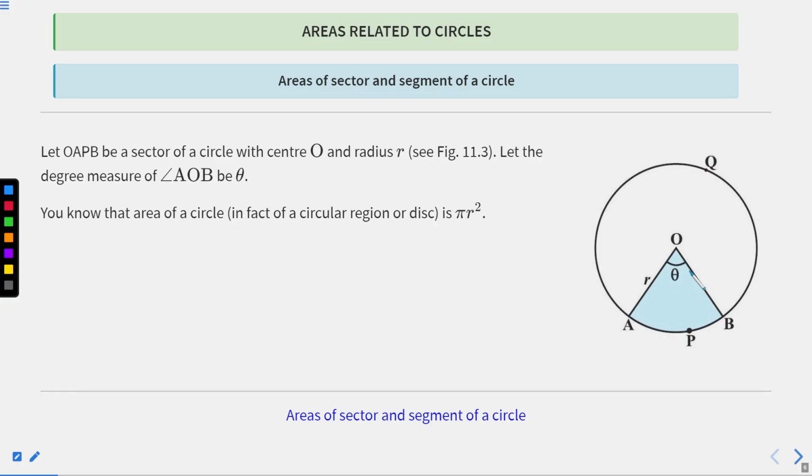We know that the area of the circle, that is, of the circular region or disc, is pi r square. We all know about the area of the circle, which you have studied in your previous classes. In general we take the value of pi as 22/7. This is an approximate value, not the exact value of pi. So the area of a circle is pi r square.